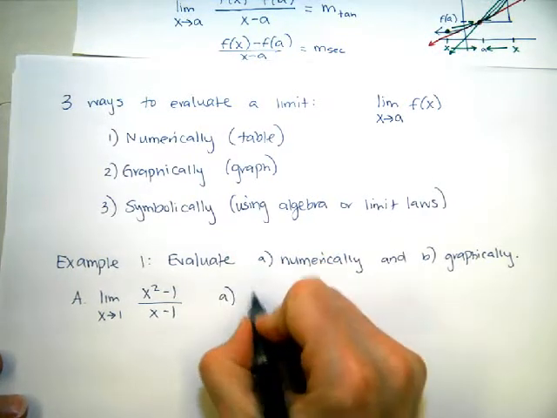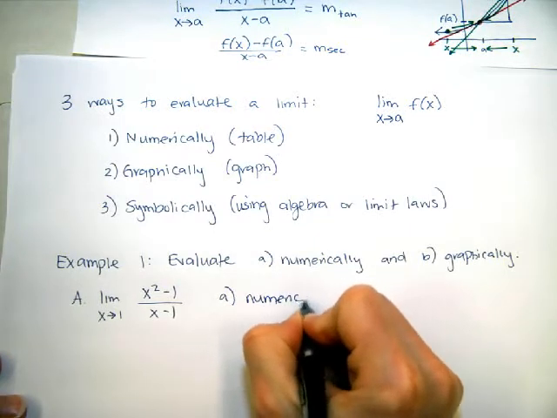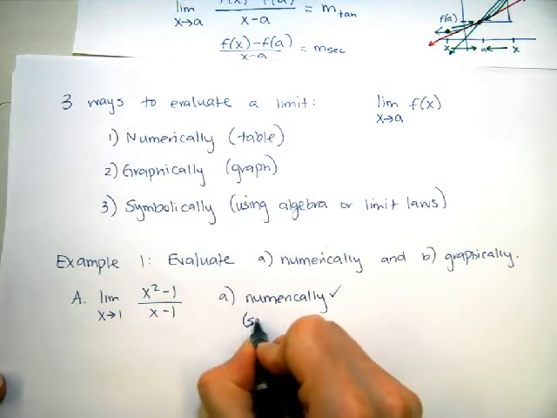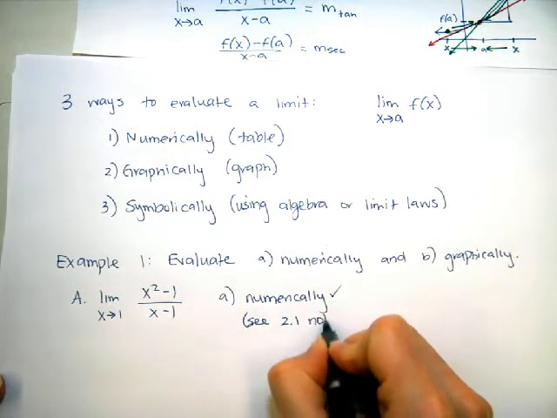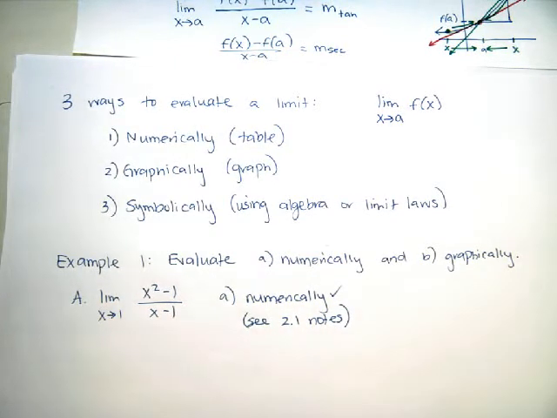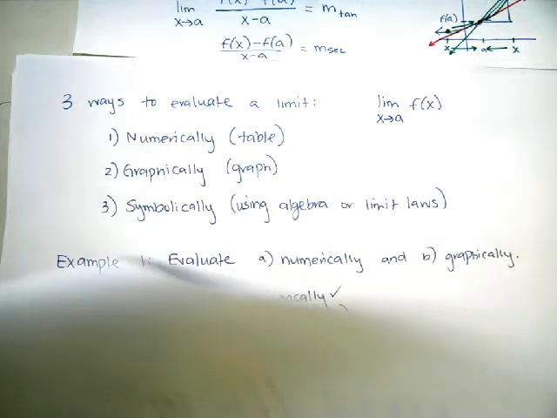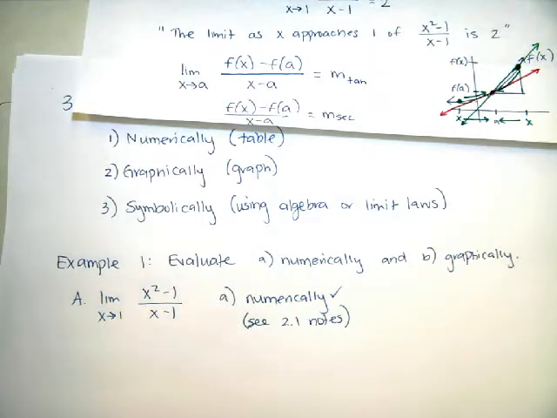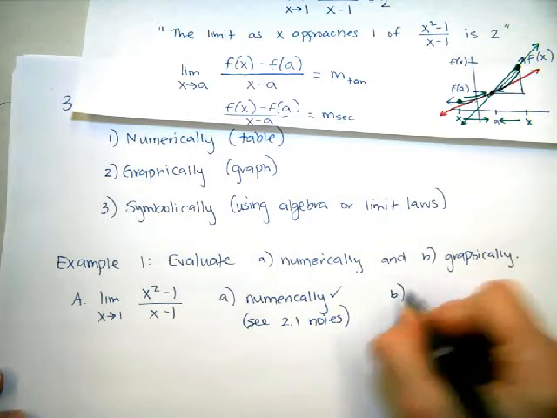So I'm going to write A numerically, check, since we already did that one. Maybe I'll just write a little note here. See 2.1, basically it was this. And we saw that it seemed like this limit approached 2. Let's go ahead and take a look at it graphically.